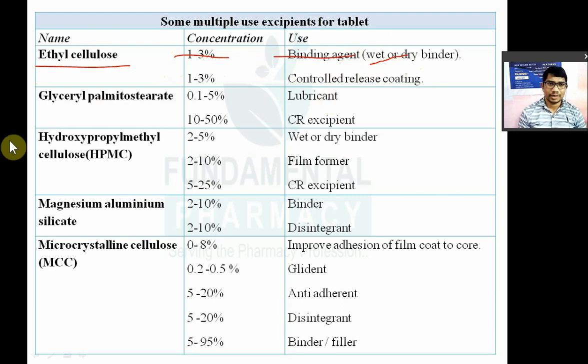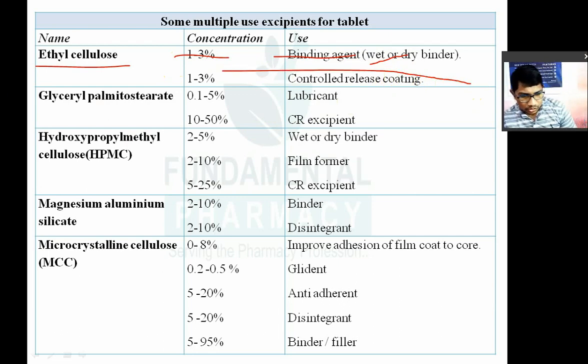Now again, in the same concentration it can be used as a controlled release coating. Ethyl cellulose can be used for controlled release coating. Cellulose has a lot of derivatives: methyl cellulose, ethyl cellulose, propyl cellulose, hydroxymethyl cellulose, hydroxypropyl cellulose, HPMCP, hydroxypropyl methyl cellulose, sodium carboxymethyl cellulose, a lot of derivatives. Out of all these derivatives, a question has come: which cellulose is water insoluble?